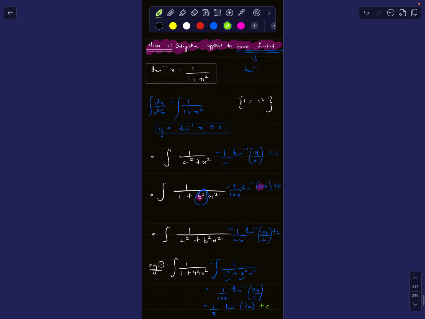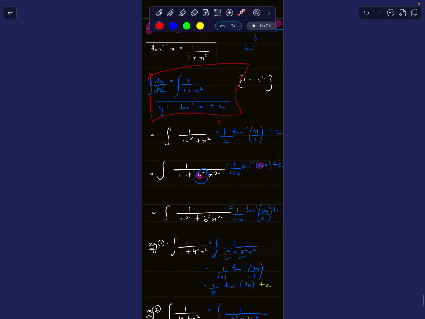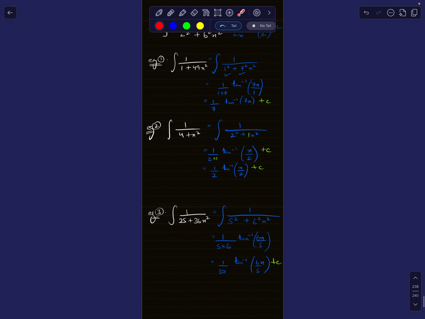So here we'll wrap up with integration applied to inverse functions. We started off by mentioning that tan inverse is the only inverse function we look at in our A2 syllabus, and we started building upon concepts from this basic concept. We looked at 3 possible different cases bit by bit, and then we finally had numeric examples.